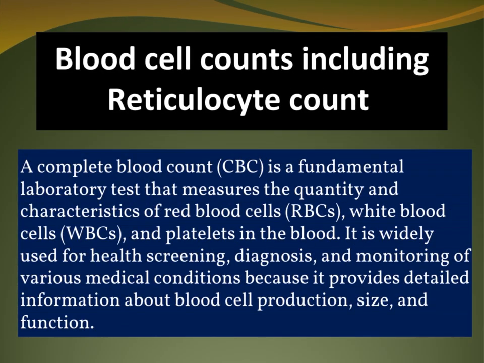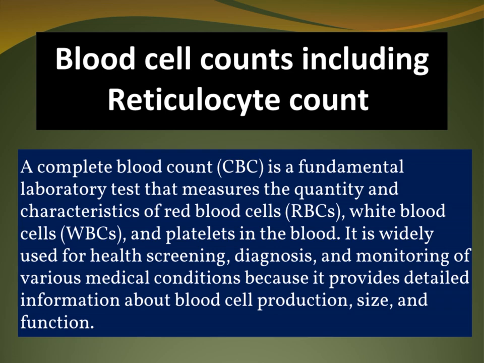Good morning, everyone. Today I will discuss RBC, WBC, and platelets. RBC, red blood cells: formation in the bone marrow, and death in the spleen. WBC, white blood cells, leukocytes: formation in the bone marrow, and death in the spleen. So today's topic is the blood cell count, including reticulocyte count.